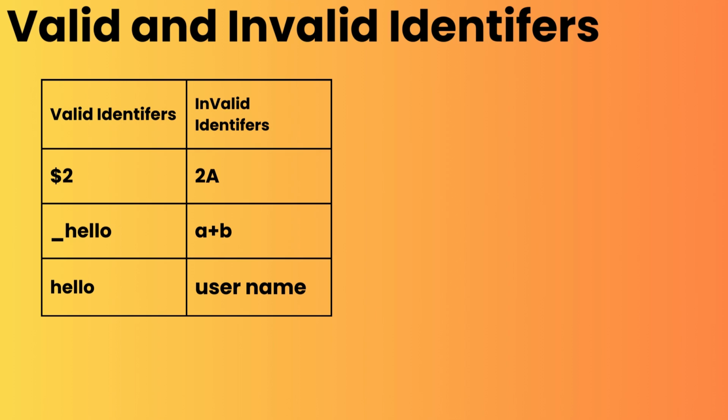And also we can see what the invalid identifiers are. 2a should not start with a digit, right? So 2a is an invalid identifier. In the next row we can see a+b. Plus is an invalid character in an identifier. And we can see user name in the third column, with a space between user and name. In Java, space characters are not allowed.